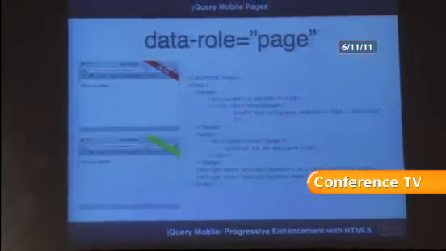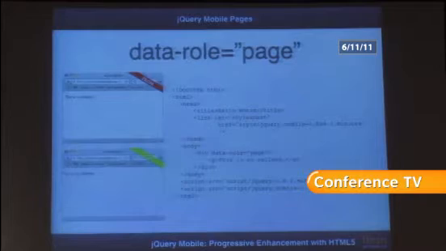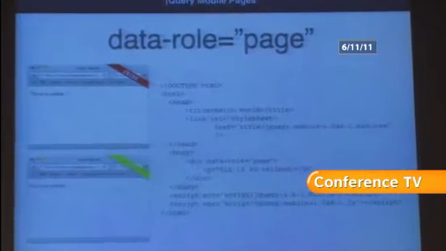So at the heart of a data role is really, the first thing is a page. So an application or a site is made up of a series of pages. And by setting a page within the jQuery Mobile framework, you just set a data role of page.